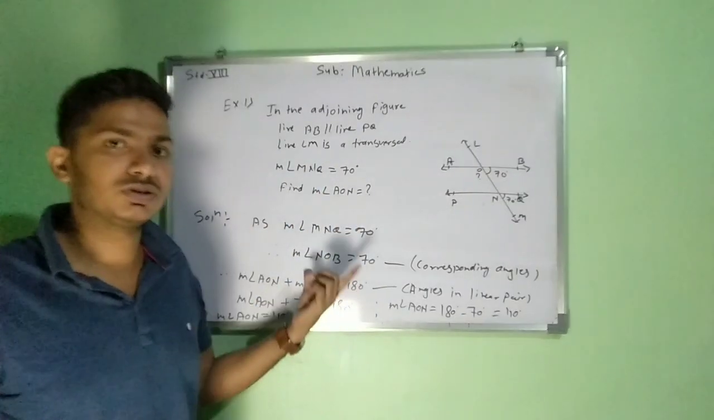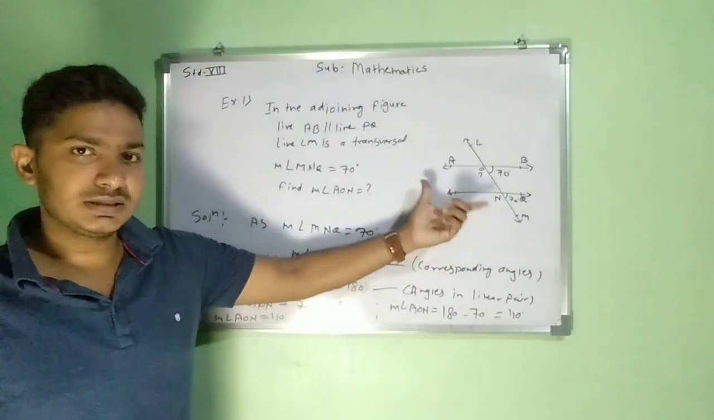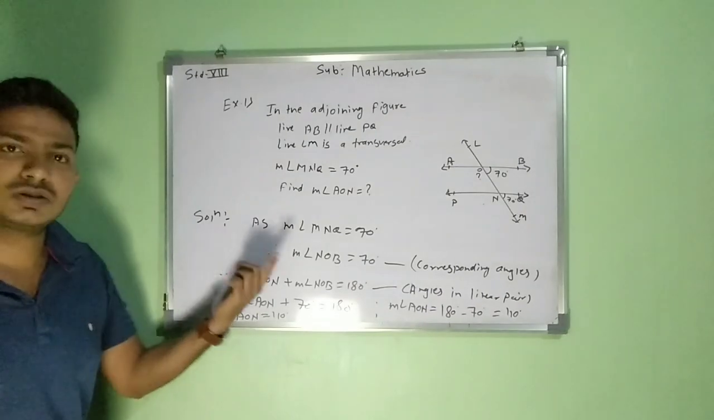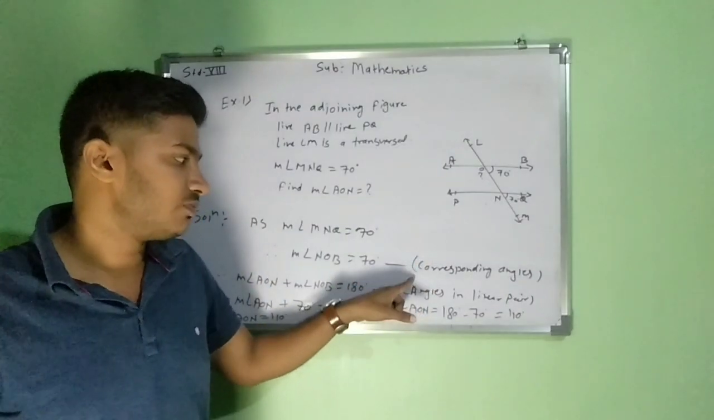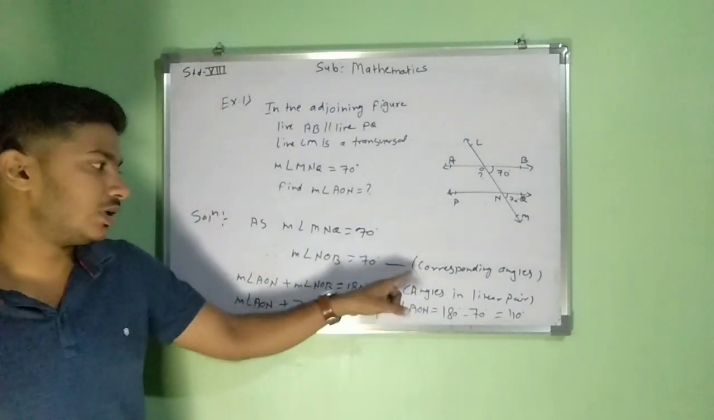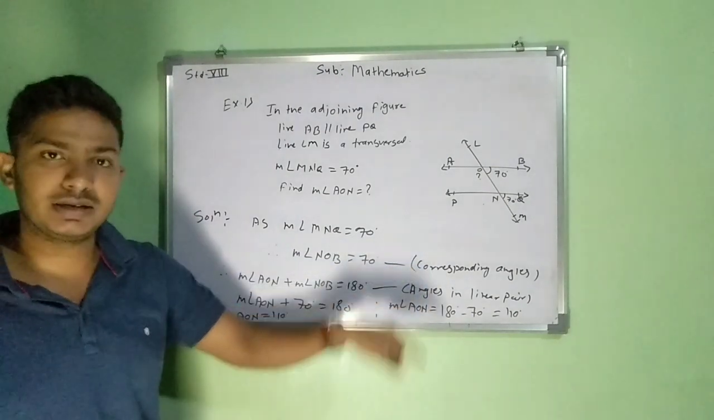Okay, this is how we have to solve that example. This example you can solve by several methods, but this is one of the methods. You can solve by any method, but while solving that example, you always have to write the proper reason why that angle is having that much measurement. Okay, that proper reason you need to write every time.